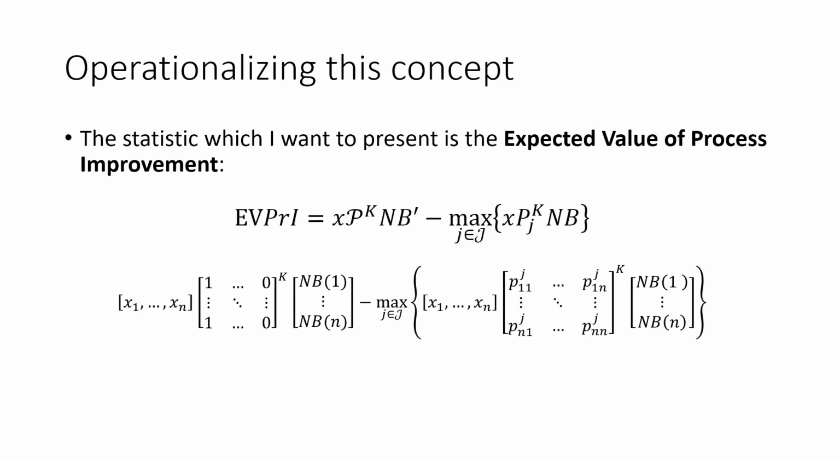Operationalizing this idea, I want to present the expected value of process improvement. This is very similar to your expected value of perfect information, just that you have the value from your ideal process minus your optimal choice over your imperfect processes, where your max operator is choosing which treatment is going to give me the highest net benefit over some period K.